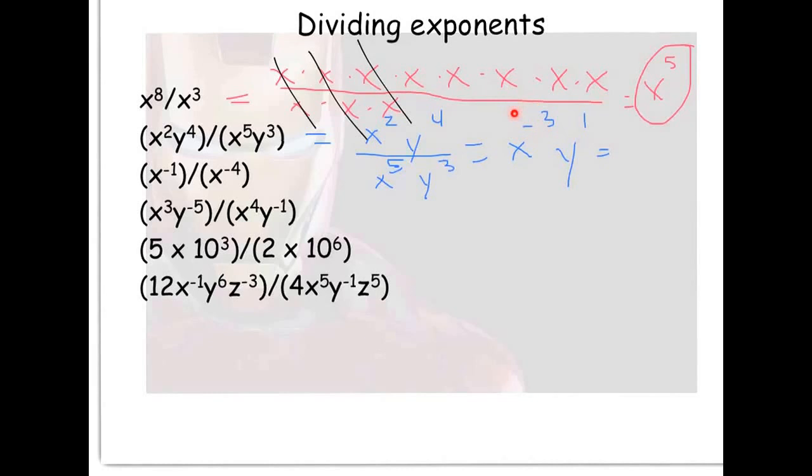This is like a warp zone. Our negative exponents move down because of the negative exponent warp zone. So we have x to the 3rd in the denominator. Of course, y has a positive exponent, so we just leave it the way it is. Don't have to write the 1. This is our most simplified form of our answer.